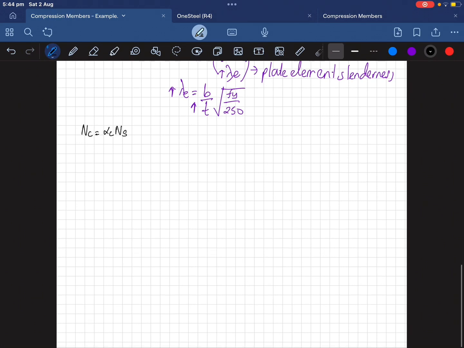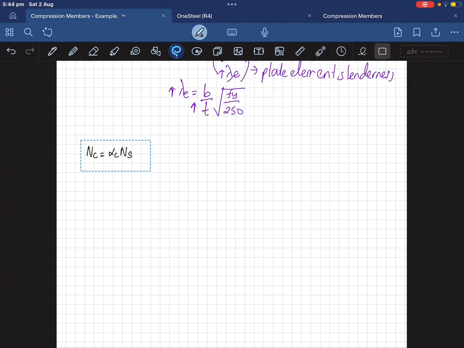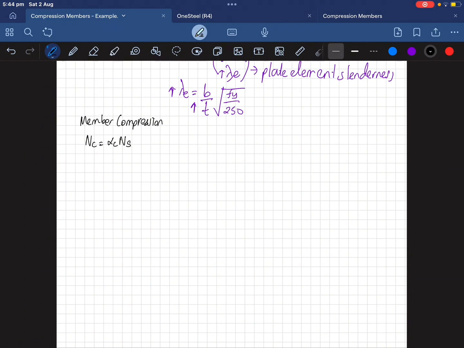Now, what is alpha C? We should also write this up here. So member compression capacity. Alpha C here is the slenderness reduction factor, and this is calculated.